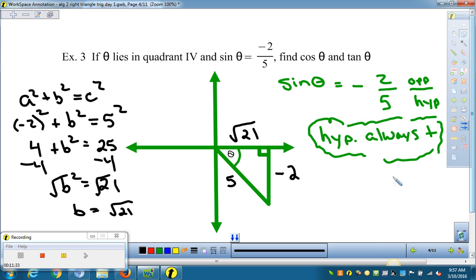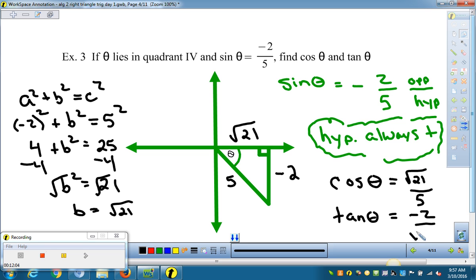All right, so now we have all three sides. You can tell me what cosine is and tangent. And cosine of theta, what will it be? Square root 21 over 5. Right. And tangent of theta. Very nice. Good. And that's it. Questions on this one?